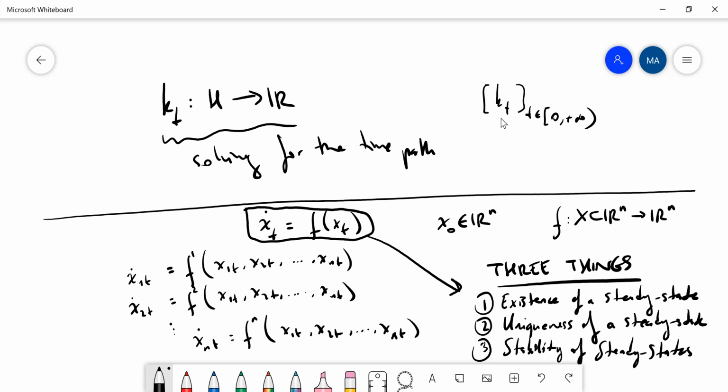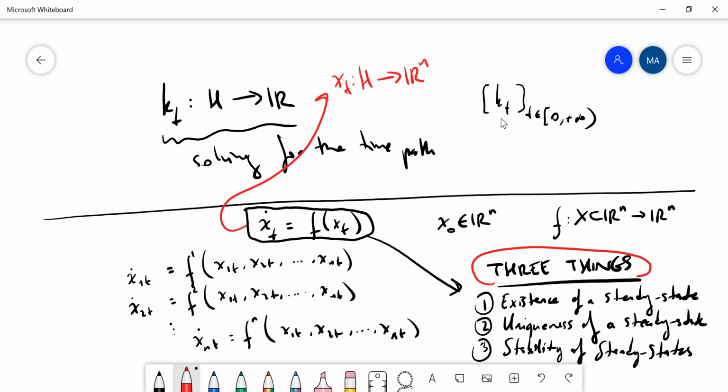Because again, if I want to know x_t as a function of time, and the system is sufficiently nonlinear, then I use a computer for that. All right? But without using a computer, we can still do something very important. We can still analyze this system by analyzing the existence of a steady state, the uniqueness of a steady state, and the stability of this steady state, or the stability of different steady states. Okay?